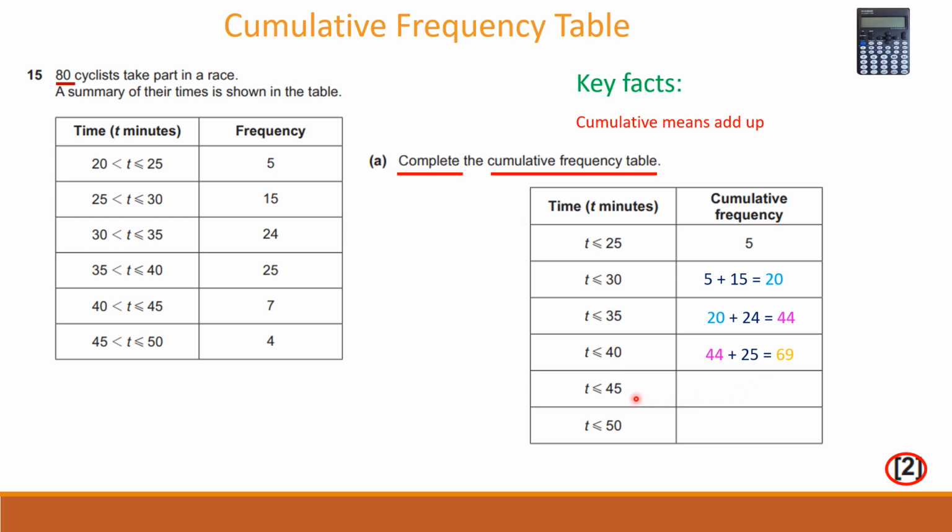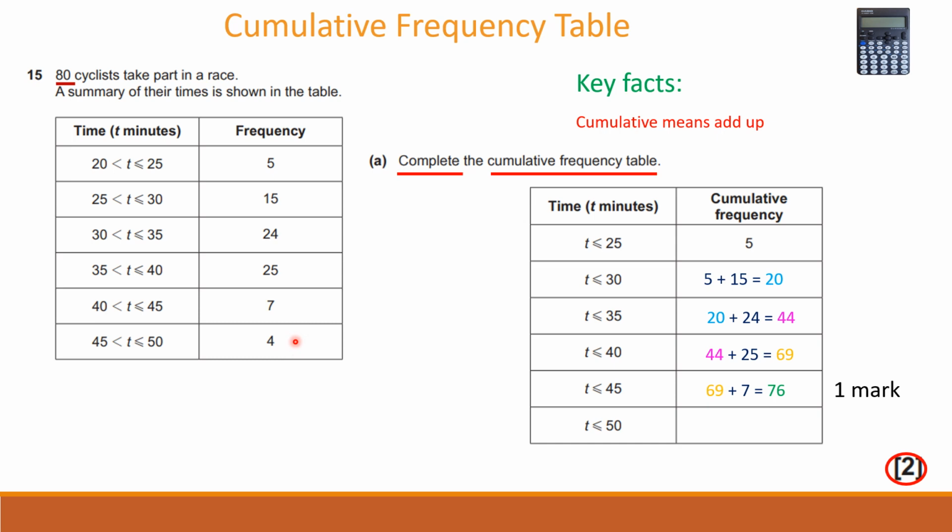Next, we're going less than 45. So that is everything lower than 45, or everything above this 7. And again, we already know the value of the first four added up was 69. Add on the new 7, which gives me 76. The last one comes from adding all of them together.